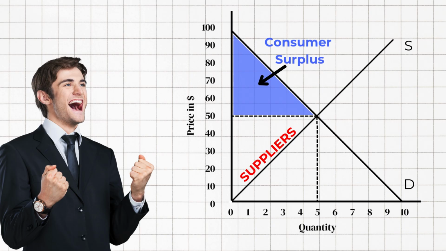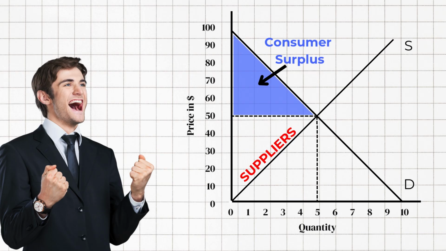HL students will need to know how to calculate that, which is really easy because it's just the area of the triangle, but we'll go over that at the end of the video. For the SL students, you just need to be able to identify it and know what it represents. Okay, back to consumer surplus.